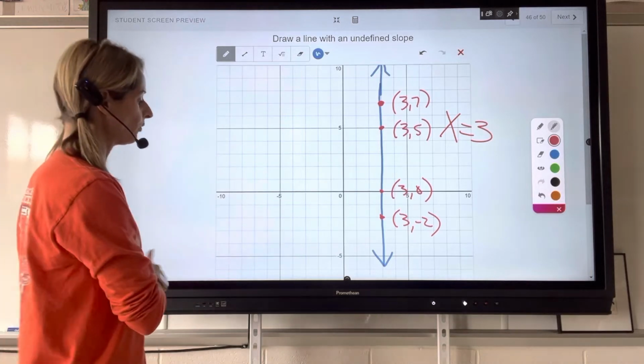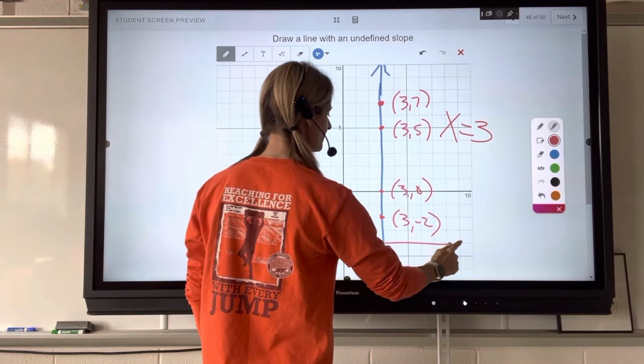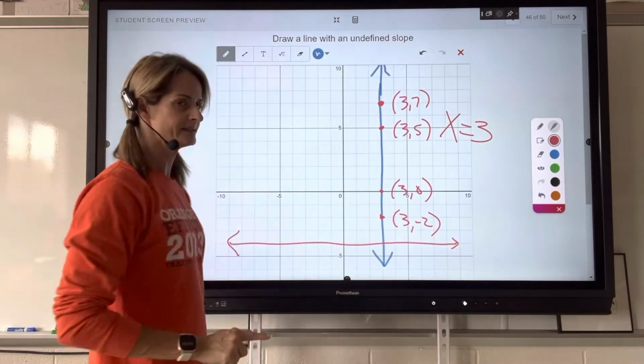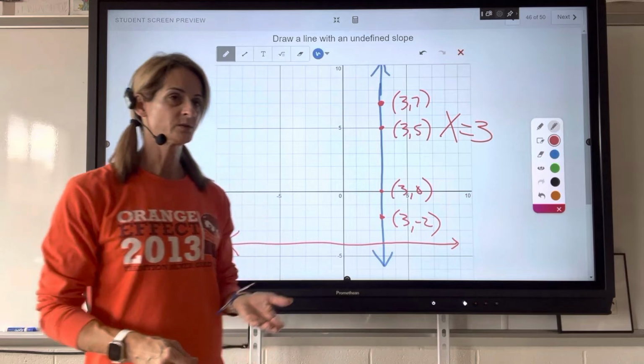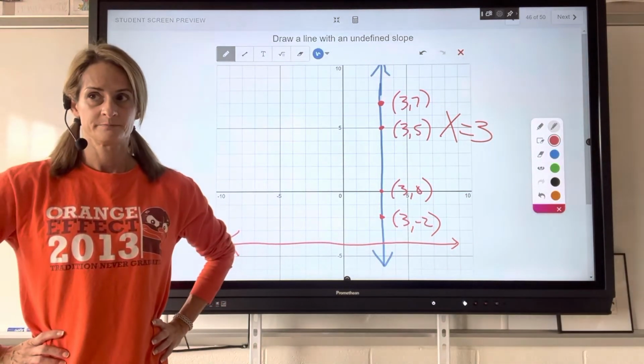And that's why the horizontal lines are y equals, because every point on a horizontal line has the same y value. So that's why it's a y equals equation. Any questions?